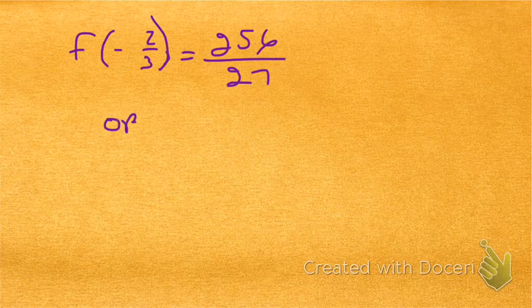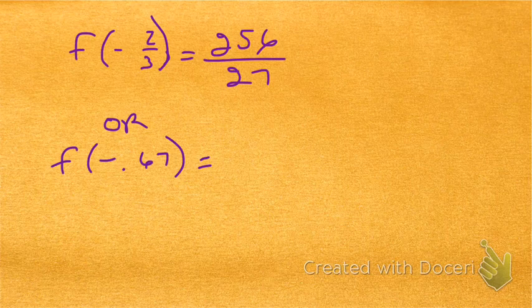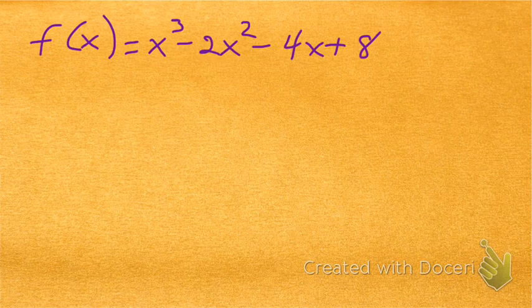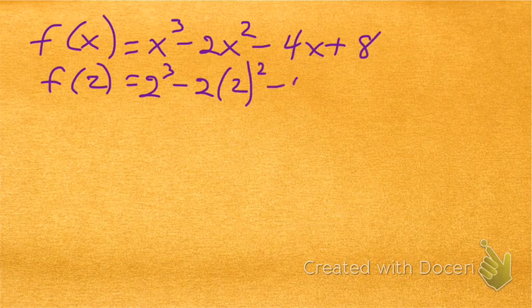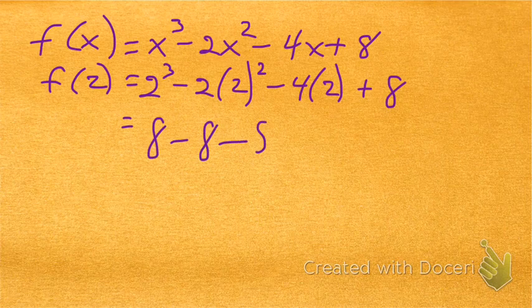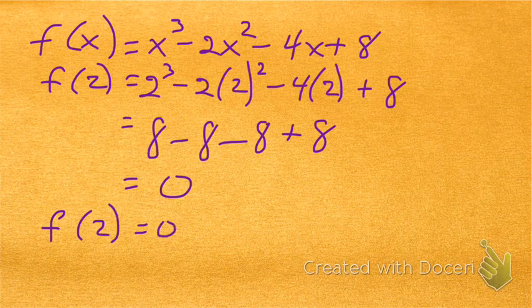If you're not really thrilled about those fractions, rounding would be appropriate here. We're really thinking about where we have points on a graph. That's about negative 0.67. And 256 out of 27 is about 9.48. We have one more to investigate, and that is 2. If we plug a 2 in, 2 cubed minus 2 times the square of 2 minus 4 times 2. Okay, so we got 8, take away 8, take away 8, plus 8. That's a lot of 8s. In the end, we've got 0, telling us that f of 2 is 0.